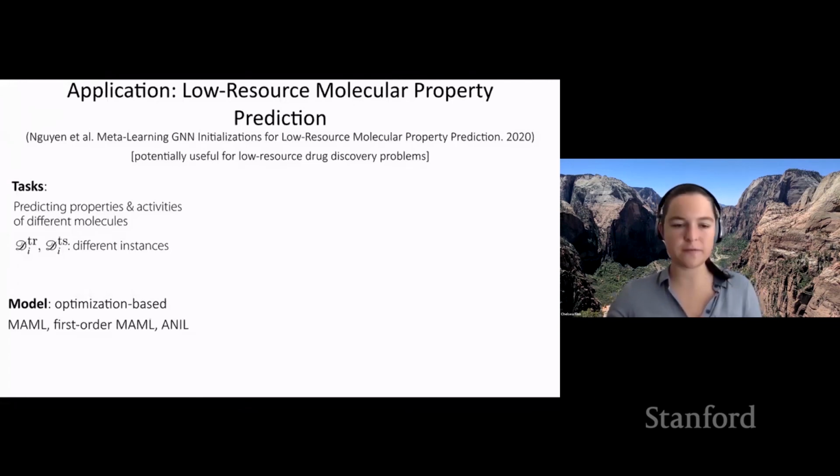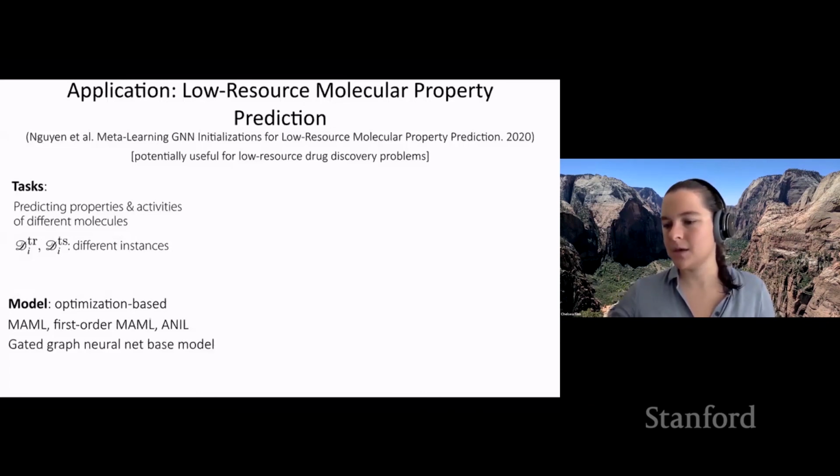They tried a few different variants of optimization-based models, including MAML, first-order MAML, and ANIL (almost no inner loop), which basically corresponds to MAML, but where you only update the last layer of the model in the inner loop rather than updating the entire network. And then the base model that they used with MAML was a gated graph neural network so that they could process the molecules.